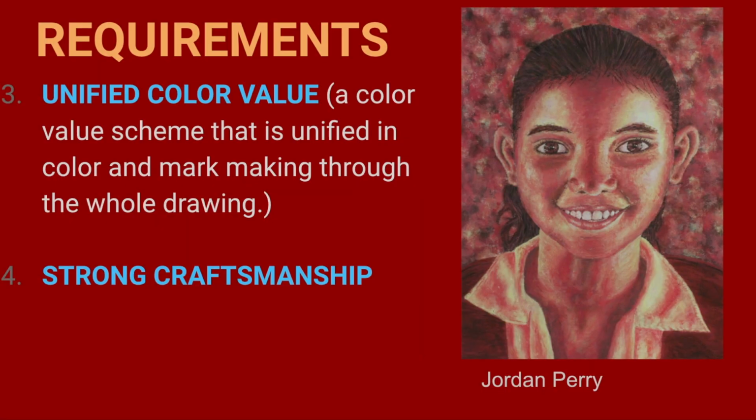Some other requirements that you need to be aware of is you need to use unified color value and have strong craftsmanship. So if you look at this image on the right, you can see the color scheme was a warm color scheme. It included yellows, oranges, reds, and even into the browns. What looks like black in there is actually a combination of brown and Cordovan, which is a really dark brown. That is one of the chalk pastels that we have.